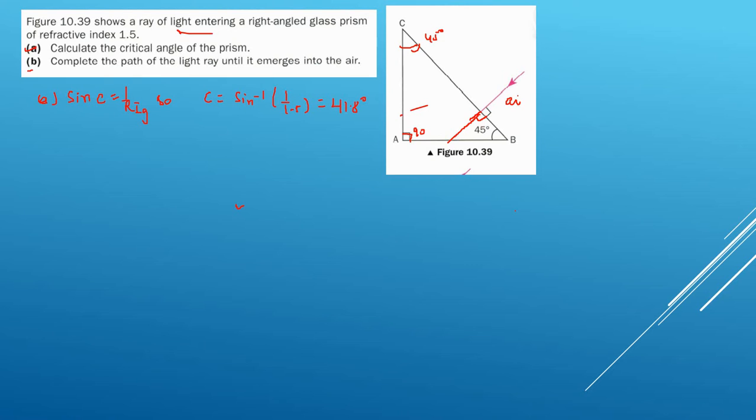So BC plane is done. Now we are in the AB plane. Figure out 90 degree which is normal. If this is the 45, this is the 90, then this would be 45. If this is the 45, this will be your 45. So the angle of incidence at the plane AB is how much? It is 45 degree. Now you know what we have just solved, the critical angle is 41.8. So the angle of incidence is more than the critical angle. So what will happen? It will undergo total internal reflection.